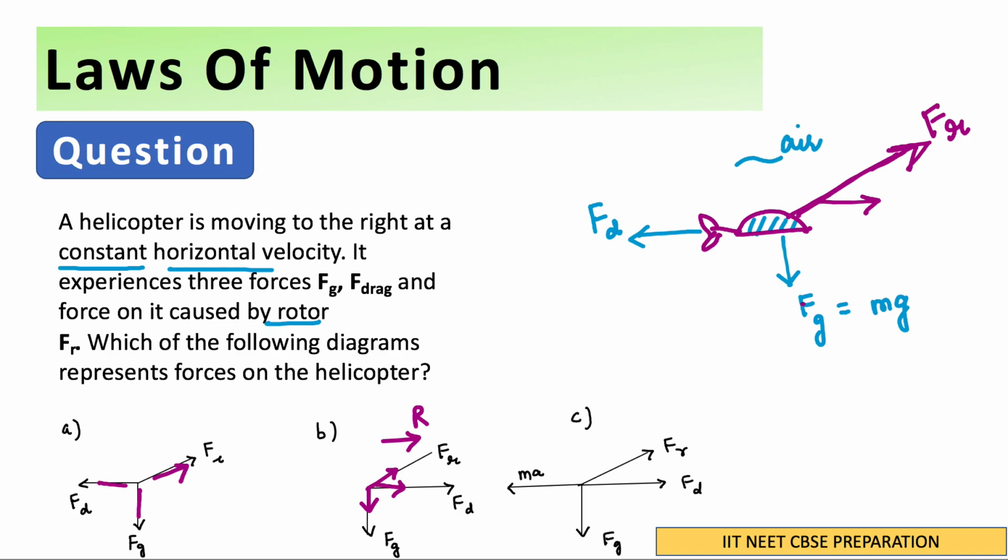And if you see, option C has a pseudo force ma also acting in this direction, but we don't have to include any pseudo force in this question, because that applies when a non-inertial frame of reference is there. So we don't have to include that while calculating this. So this is going to be our final FBD for this question.